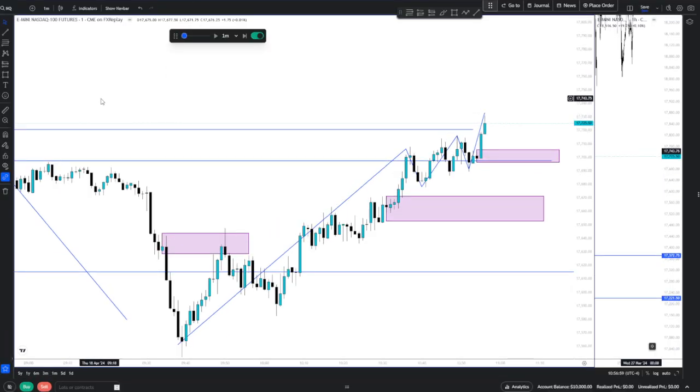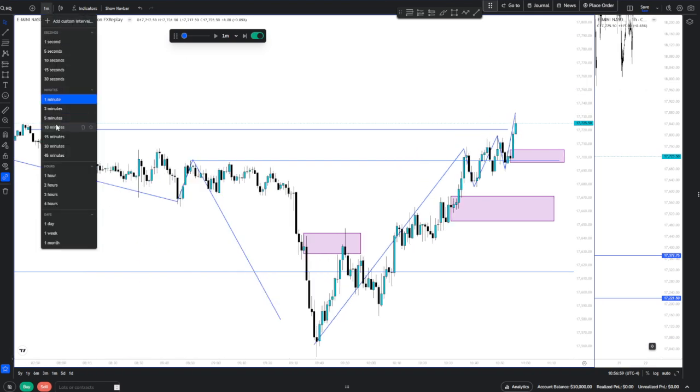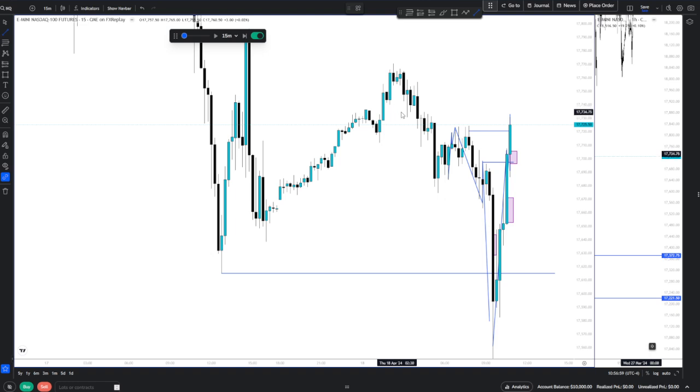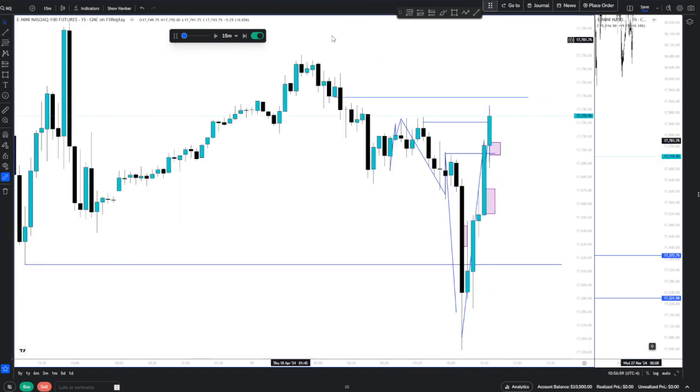This is where, okay, we continue to break up here. Let's look at the 15-minute. What do I see? I think it's pretty obvious. It would be that 15. So you could still keep trying to get in long here, targeting your last 15-minute in the leg here.